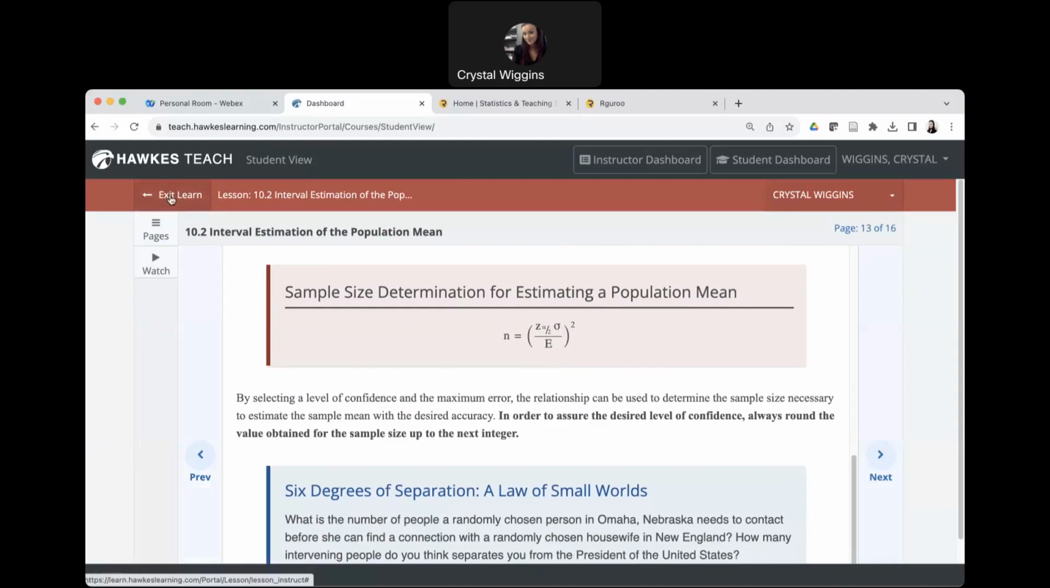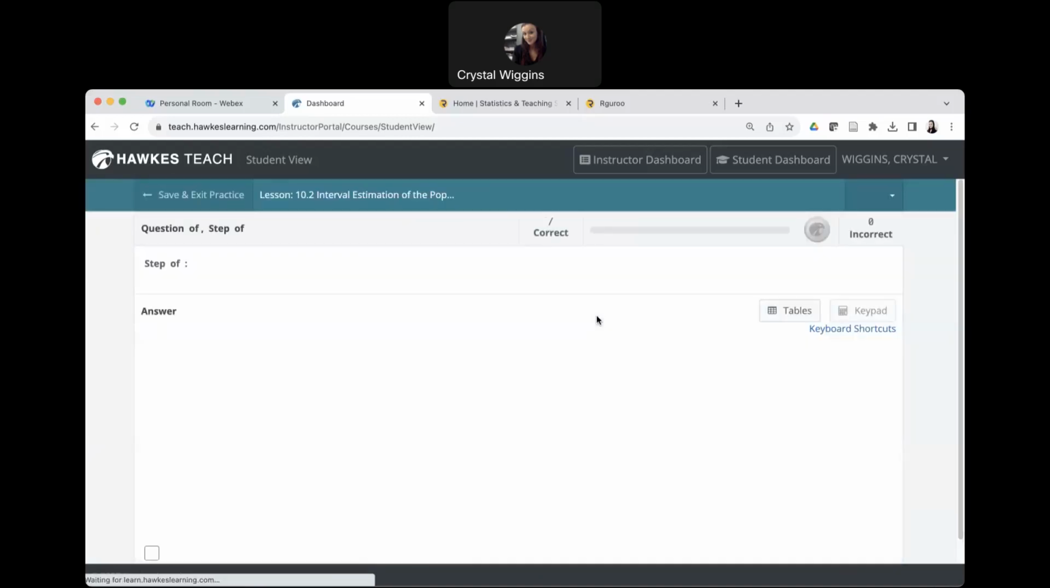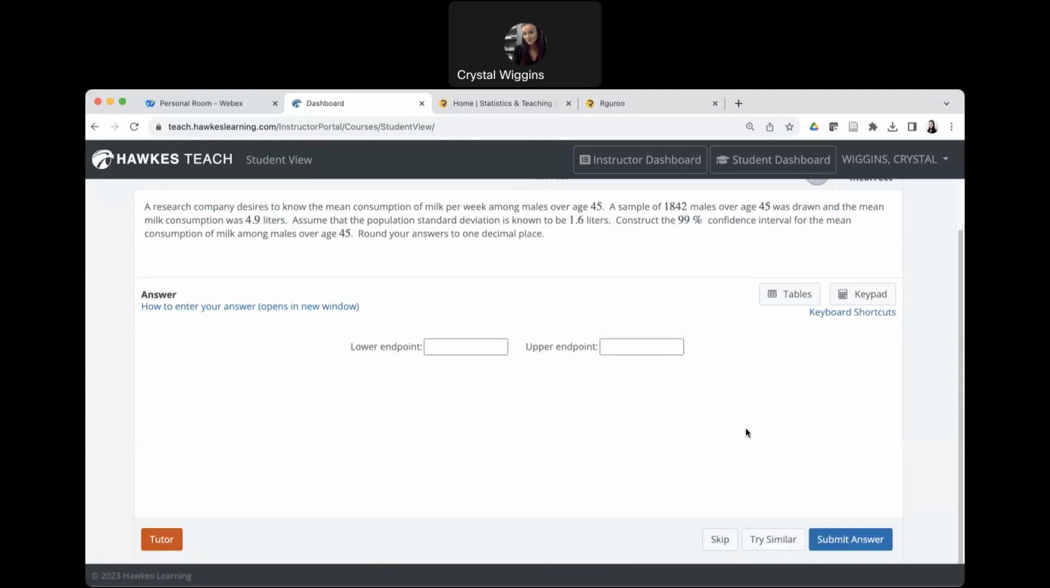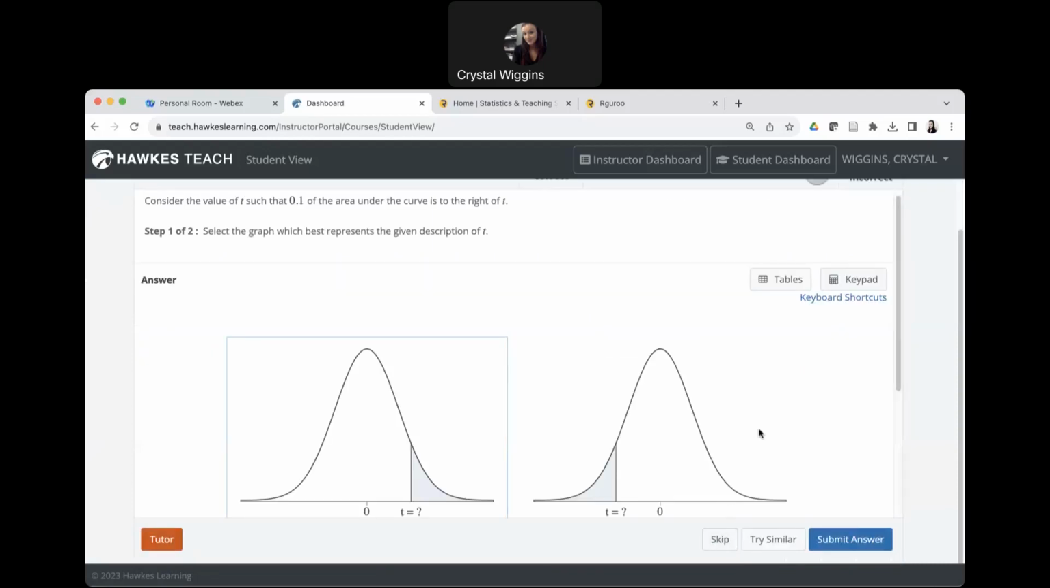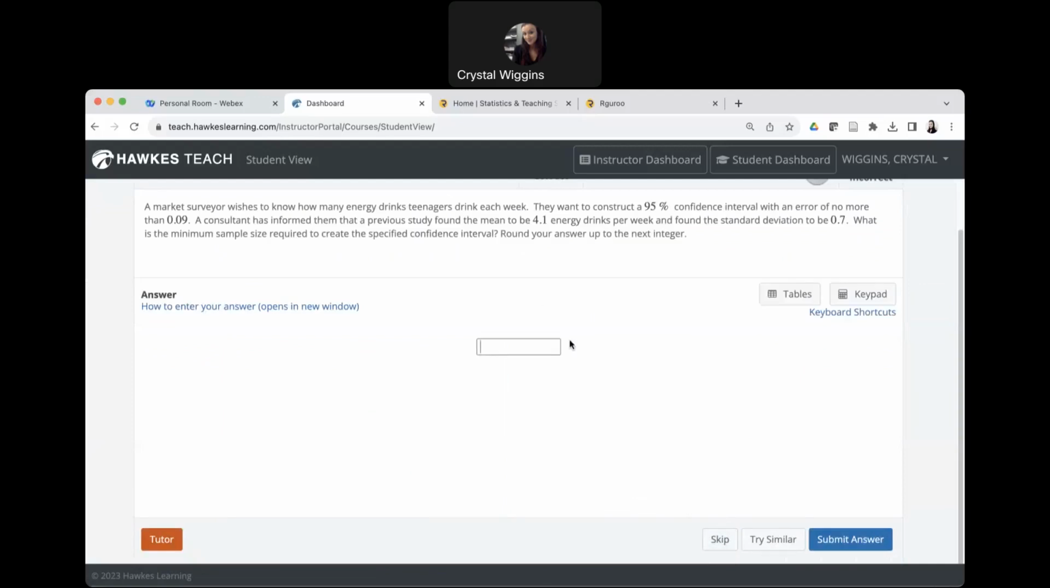All right, given that formula, let's head back to the practice mode and let me find a problem that asks for us to find a minimum sample size, and we'll practice that together one time. That's a critical value problem. Here we go. A market surveyor wishes to know how many energy drinks teenagers drink each week. They want to construct a 95% confidence interval, okay? And they want the error of no more than 0.09.